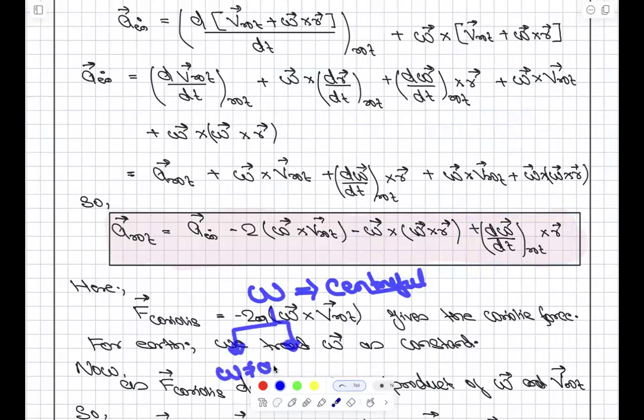Omega is constant, omega is not constant. So in this case, you will have Euler force. Here, no Euler force will act. One more thing acting with omega: can we have particle motion? If particle motion is there, then Coriolis force will act. Otherwise, Coriolis force will not act.